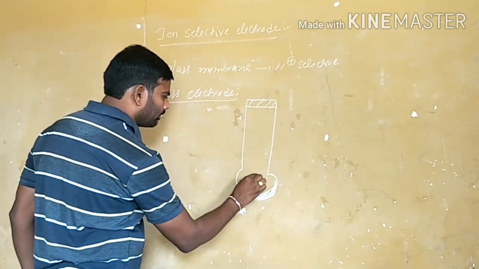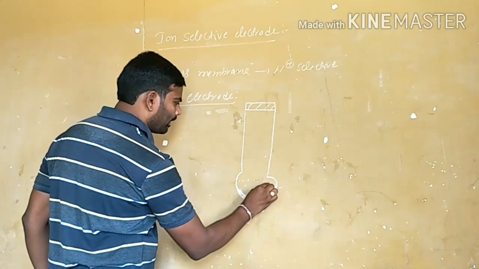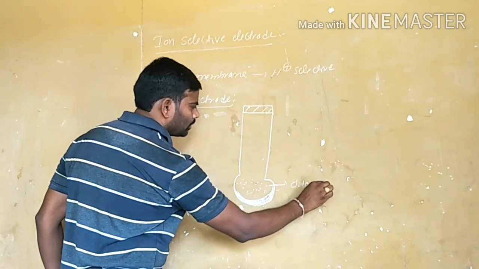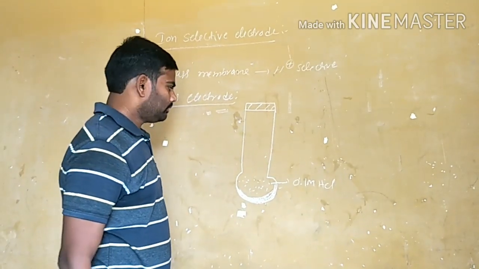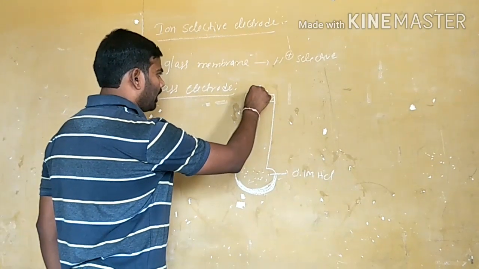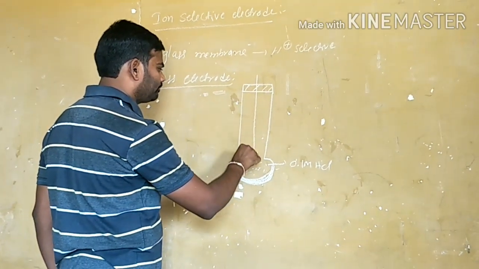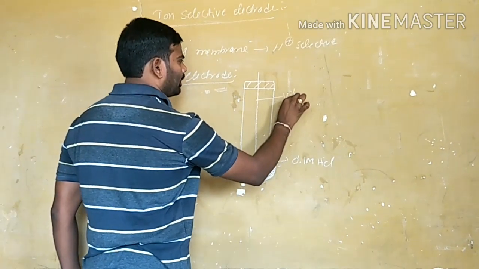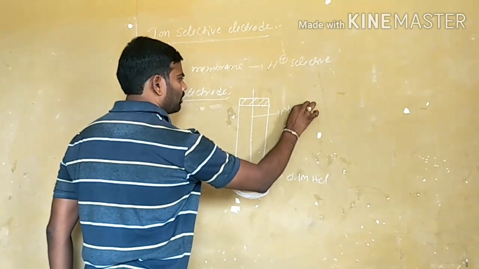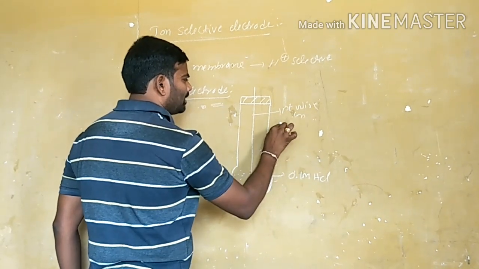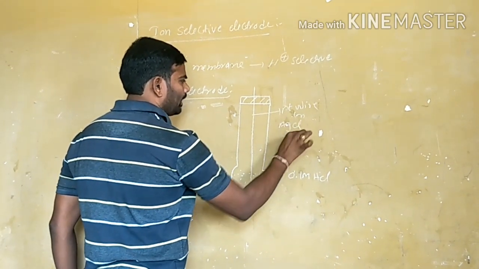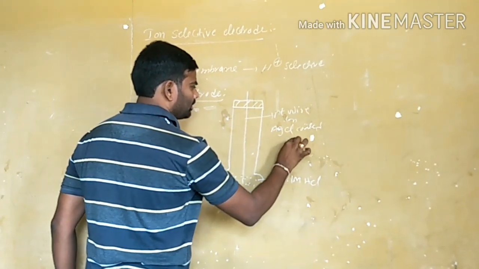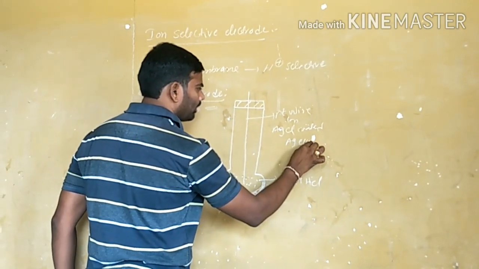In this we are taking 0.1 M HCl solution, and a platinum wire or AgCl coated, silver chloride coated silver electrode or silver wire.